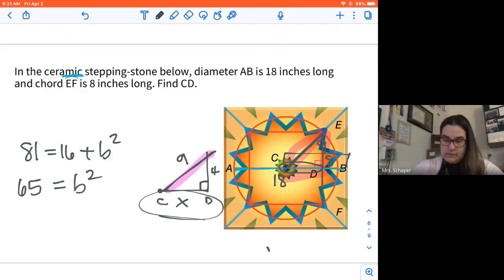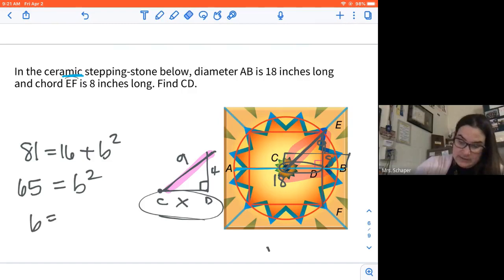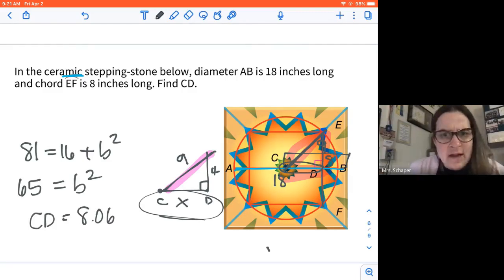I think I need to get a new calculator here. So b, or CD, is approximately 8.06. Cool stuff, using that other bit of information.